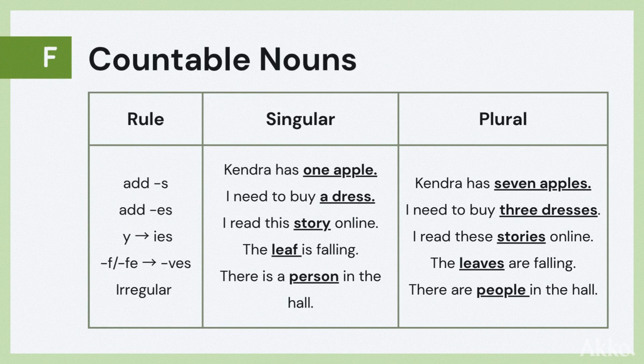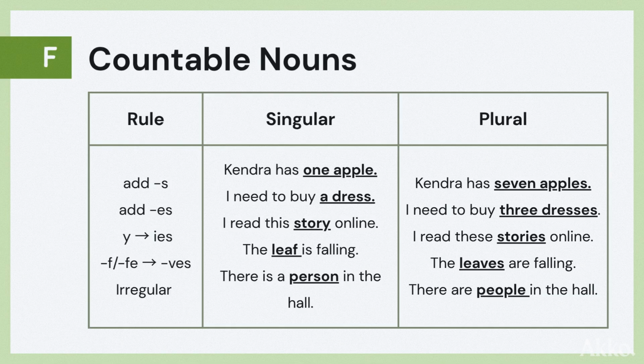The first rule is adding s at the end. Sometimes we add es for other words, such as dress. I need to buy a dress. I need to buy 3 dresses. The next rule is changing y to ies. I read this story online. I read these stories online.